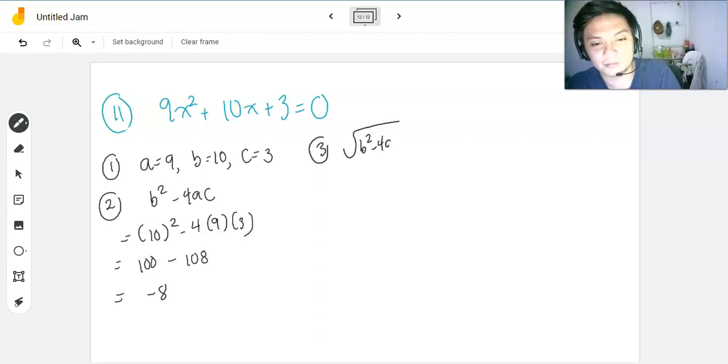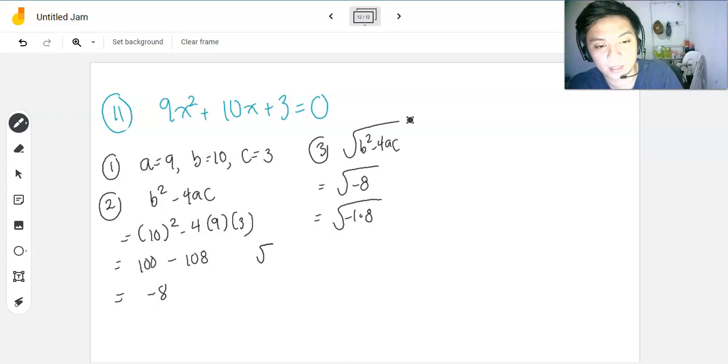At step 3, kuhanan natin ng square root yung b squared minus 4ac, which is negative 8. So, again, we factor out negative 1 muna. And then, again, ang square root ng negative 1 nga is the value or represented as the imaginary unit i. So, this becomes i square root of 8. Ang 8 ba, meron siyang perfect square factor bukod sa 1?